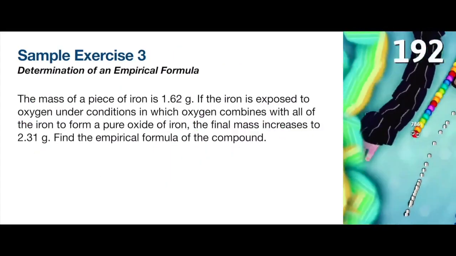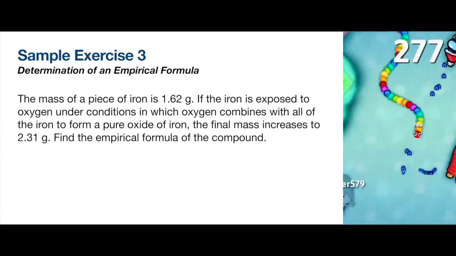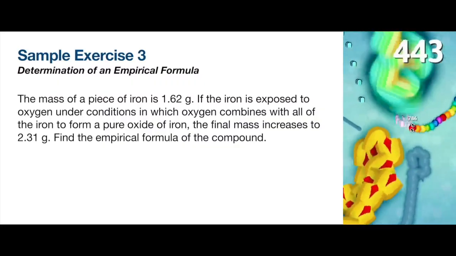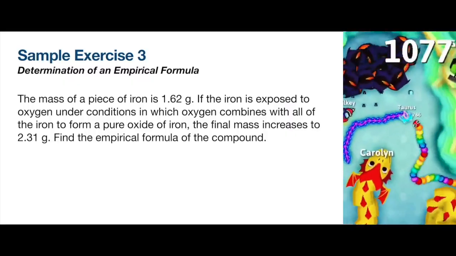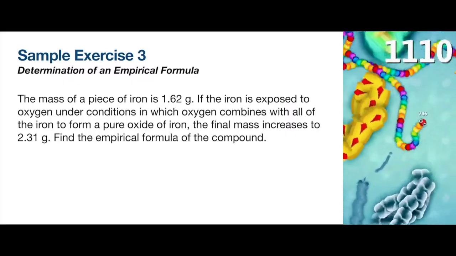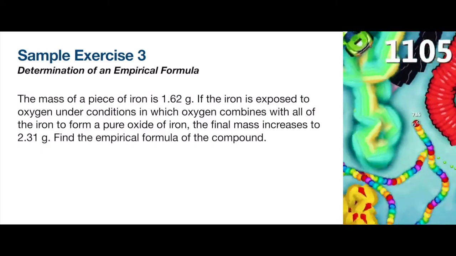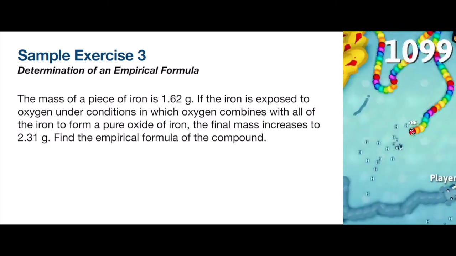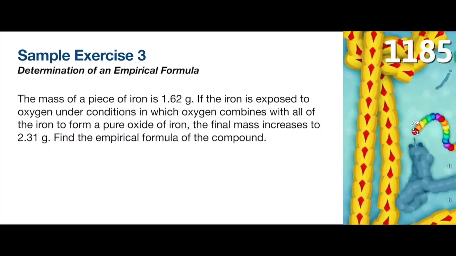Let's apply that idea in example number 3. The mass of a piece of iron is 1.62 grams. If the iron is exposed to oxygen under conditions in which oxygen combines with all of the iron to form a pure oxide of iron, the final mass increases to 2.31 grams. Find the empirical formula of the compound.